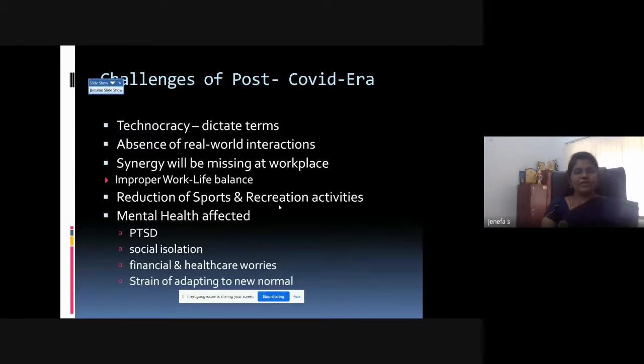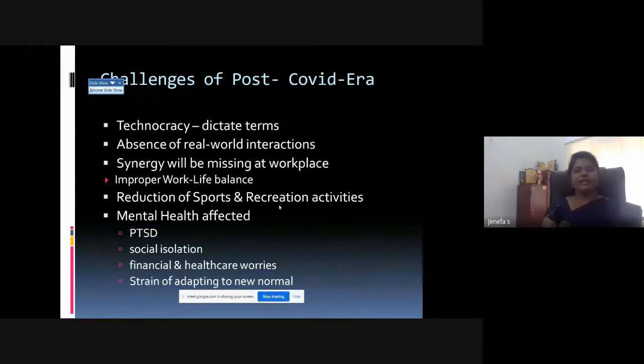Now it is technology-enabled learning everywhere, right? Technocracy is all out there. We have to bear with this, and technology is dictating terms to us. There are no real-world interactions. Even teachers and students are not facing each other, right? We don't have any offline or physical classes as such. At the workplace, at the professional level also, this pandemic has thrown so many challenges, and there is a lot of reduction of sports and recreation activities. Everything was banned, right?